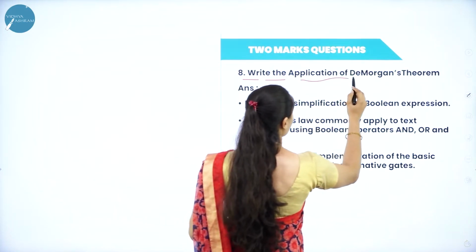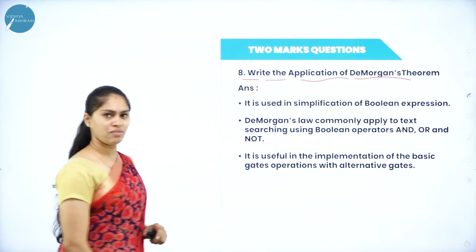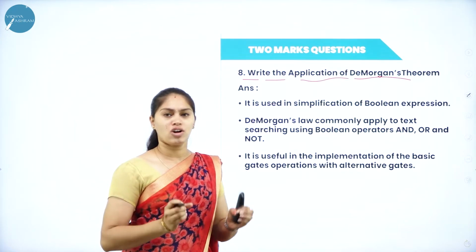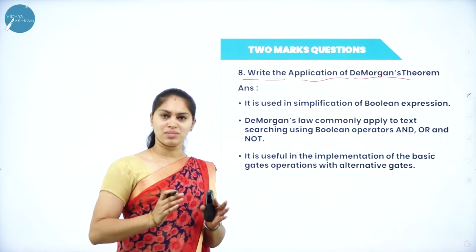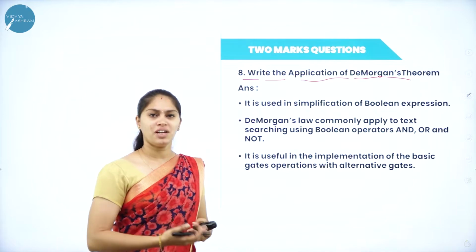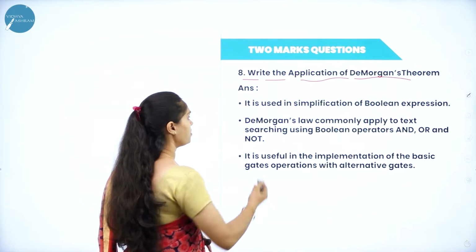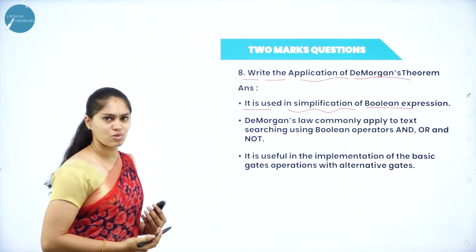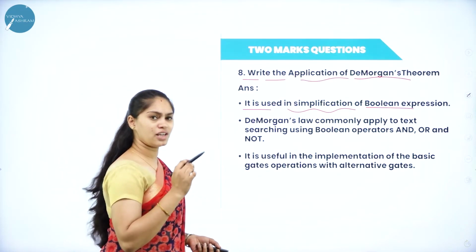Write the applications of De Morgan's theorem. So anyway, we know that this De Morgan's theorem concept is a very, very important question from this chapter. So here they are asking you to write its application. Where all can we use this De Morgan's theorem? So it is used in simplification of Boolean expressions. That is what we are all using in the Boolean expression in order to simplify.